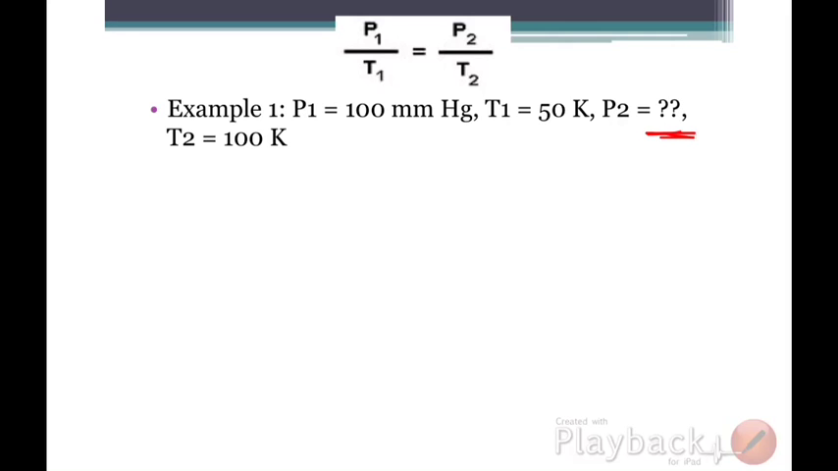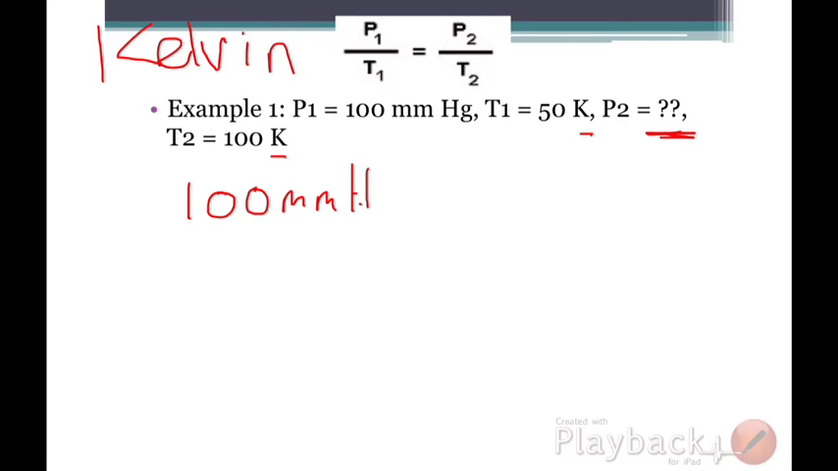First, we want to check to make sure our temperature values are in Kelvin. So Kelvin is a key here. We must use Kelvin, and we have them, so we're okay. But if we did have Celsius, we would have to convert from Celsius to Kelvin. So we're going to write down our values that were given in this proportion setup.